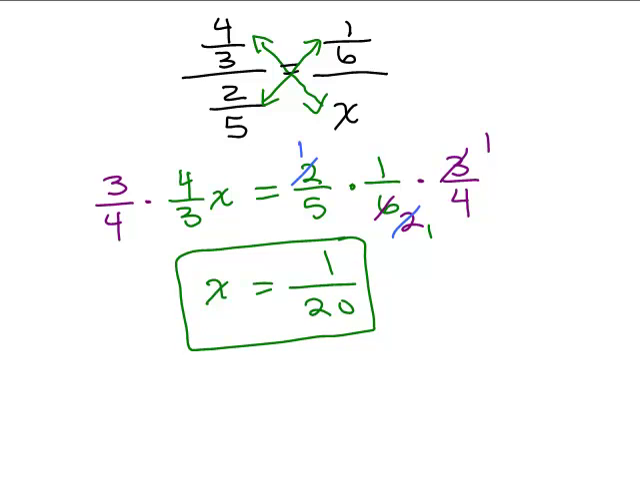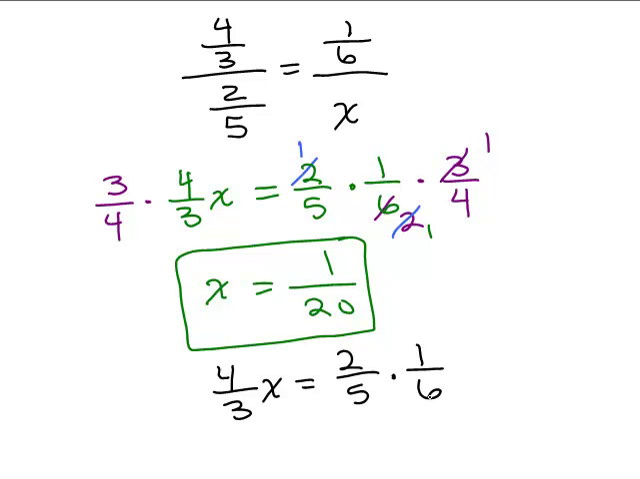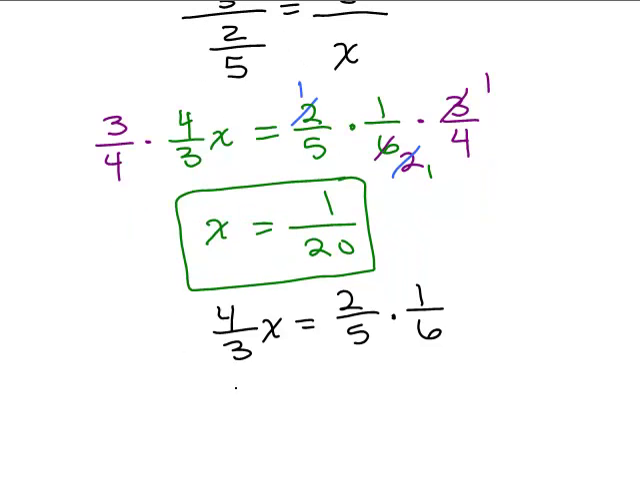Method 2, for those of you who want to do it the other way. We have 4 thirds times x equals 2/5 times 1/6. And let's see, I can rewrite 4 thirds x as 4x over 3. And let's see if I can cancel anything here. 2 and 6, that's going to give me 1/15.